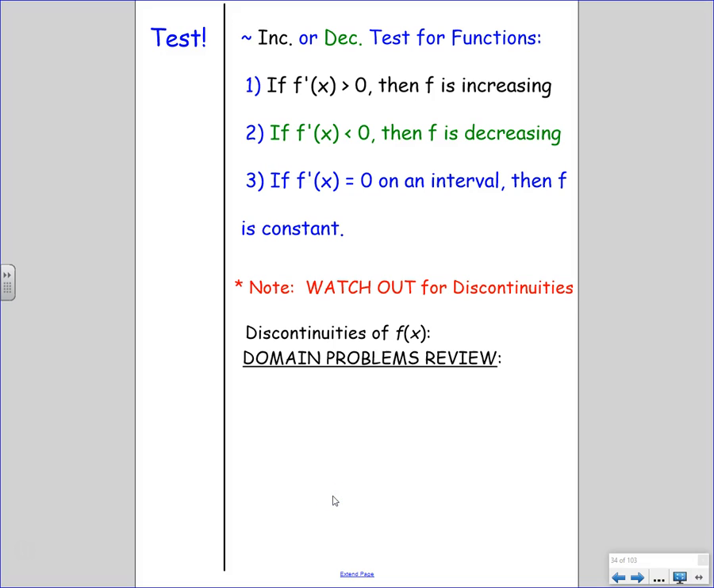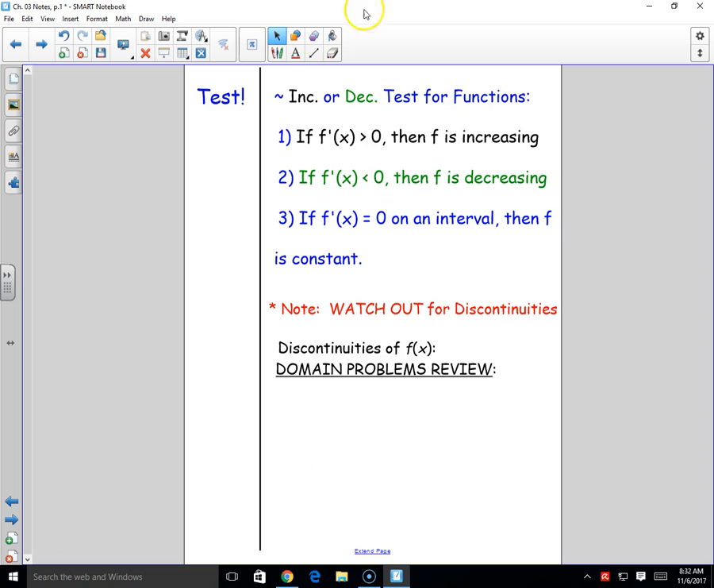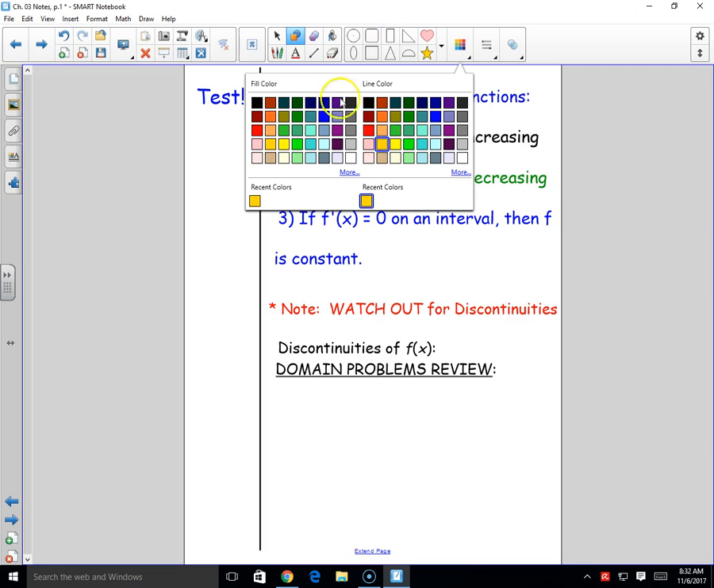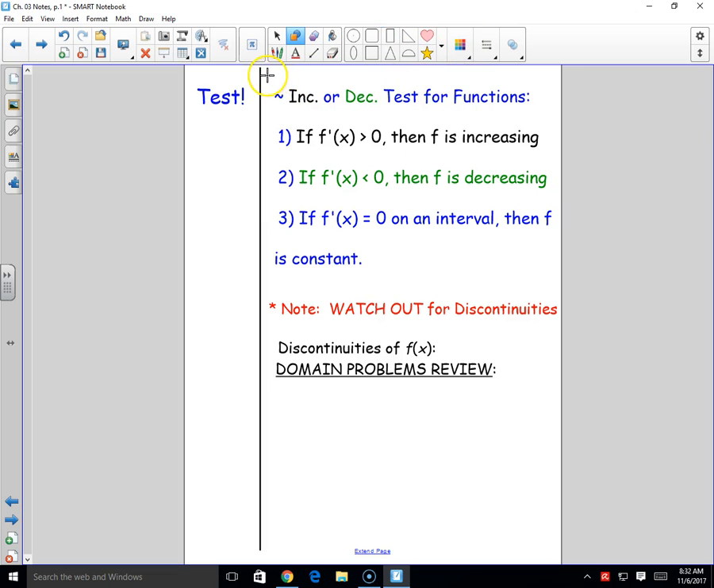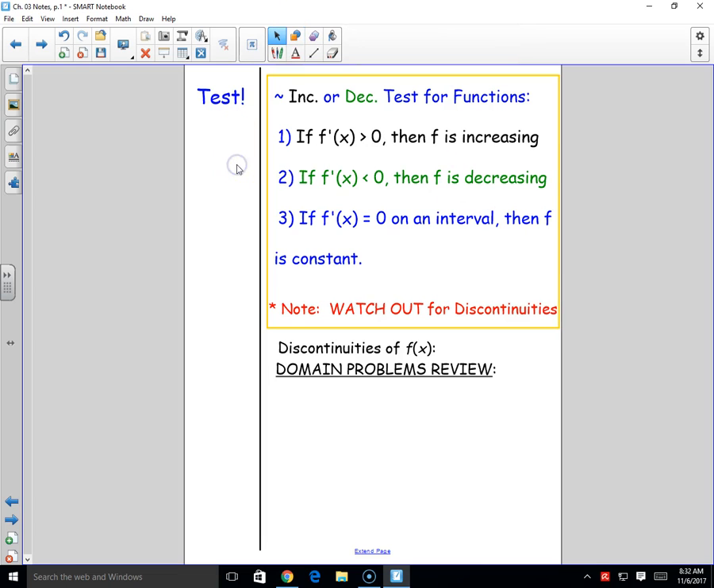It's called the increasing decreasing test because, how do you know when a quantity is increasing or decreasing? To know whether a function or a quantity is increasing or decreasing, you must check its derivative's signs.